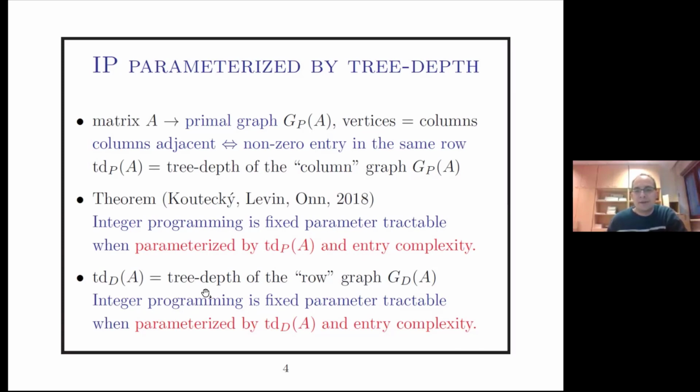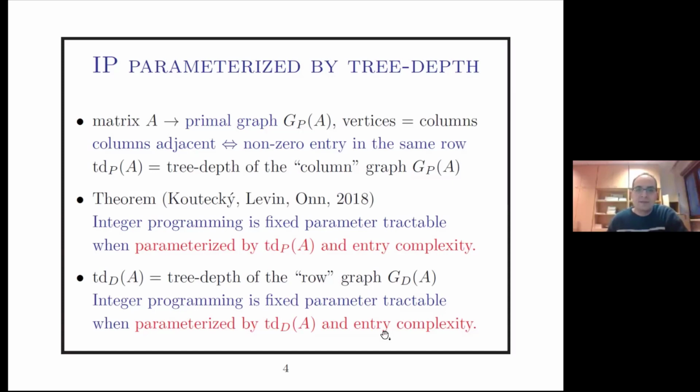And we also established a kind of dual result: instead of taking the graph on the columns, one may take the graph on the rows and put an edge between two rows if and only if there is a column such that in that column the two rows have non-zero entries. And again, integer programming is fixed-parameter tractable when parameterized by the dual tree depth and the entry complexity. So these results in particular include some of the tractability results I mentioned really briefly on the first slide.